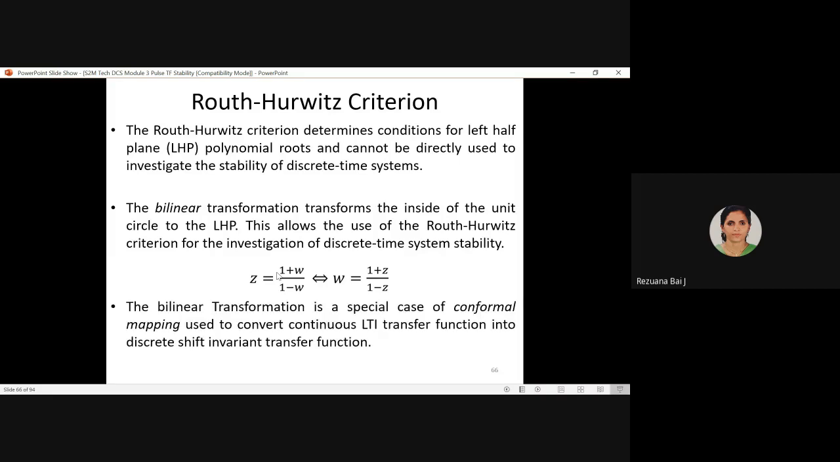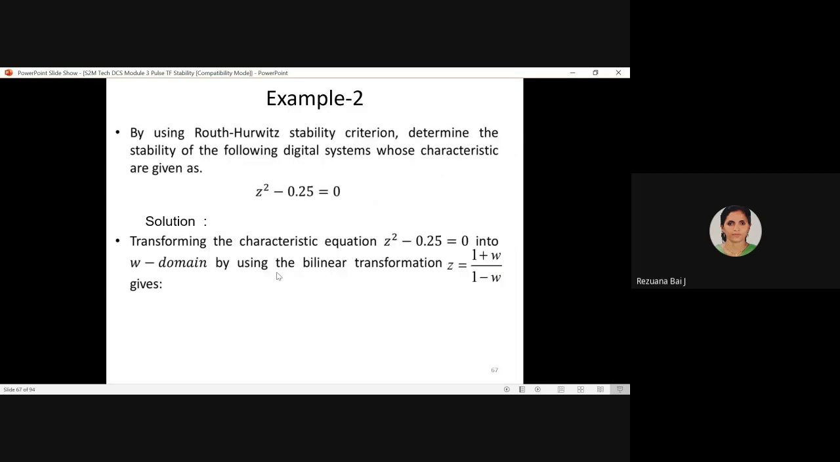So here there is an example for doing a Routh-Hurwitz stability criterion. Determine the stability of the following digital system. This is just to verify. Because it is only second order, we know you can directly find z square equal to 0.25, and z equal to root of 0.25, which you will end up with 0.5, since 0.5 into 0.5 gives 0.25. So the roots are already known, but this is an illustration of how it is found using this transformation and ending up with the correct results.